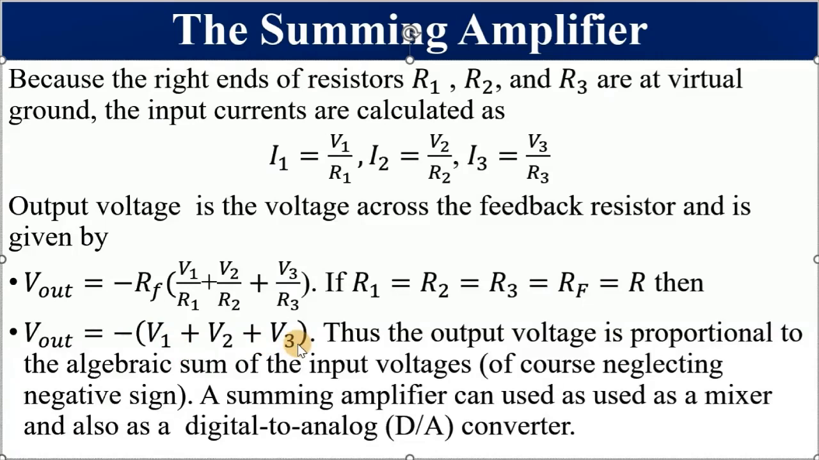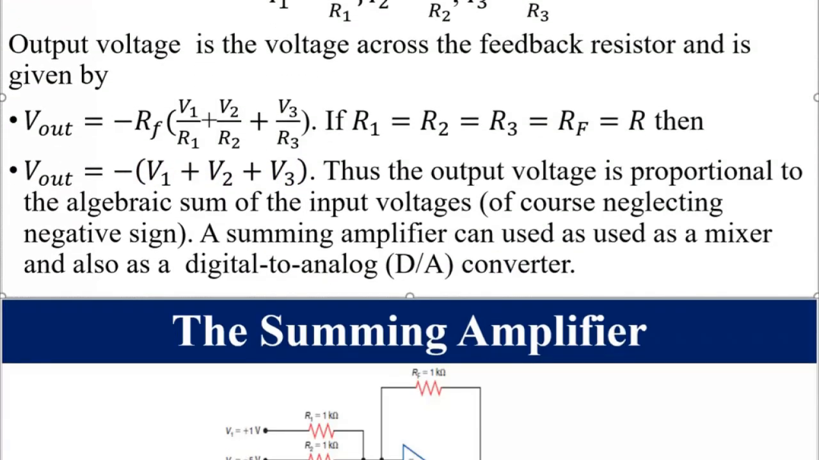Please take note of the earlier statement from the introduction to the summation amplifier, also known as the summing amplifier. Thus, we can safely say output voltage is proportional to the algebraic sum of the input voltages, neglecting the negative sign. This is an application of the summing amplifier. It can be used as a mixer, and also as a digital to analog converter. Take note of this formula.